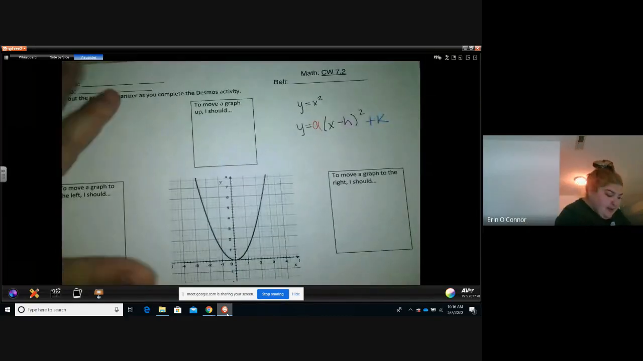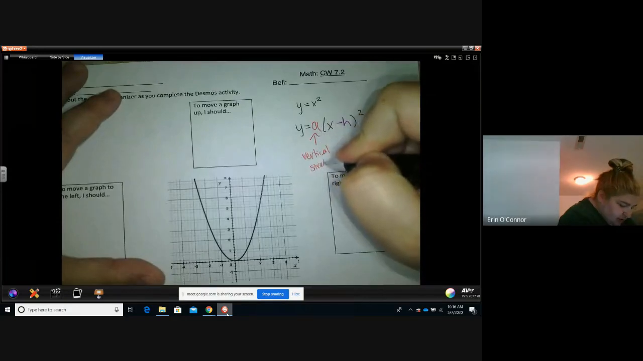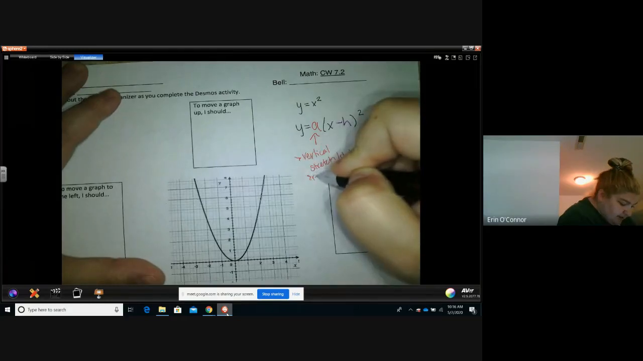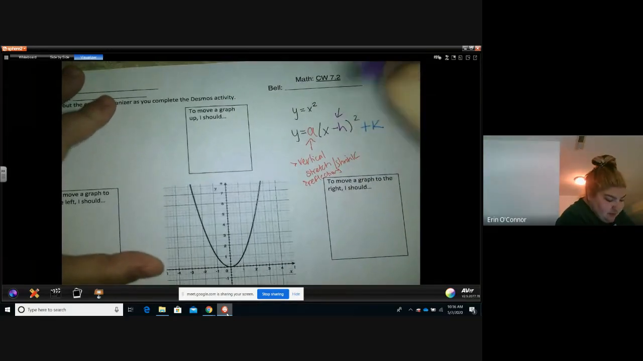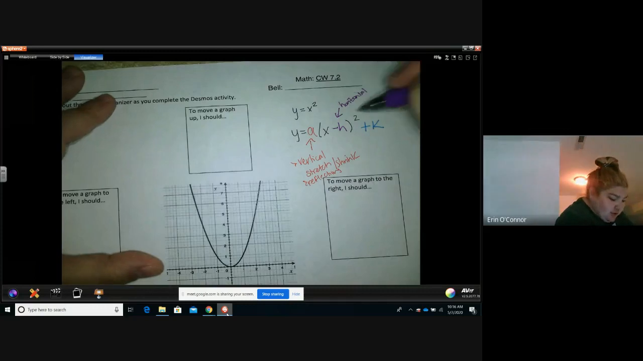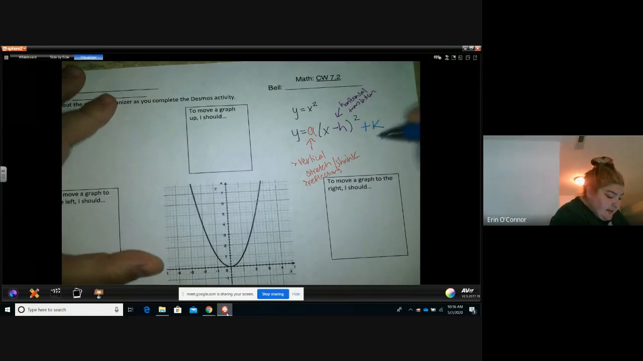Now, a is known as the vertical stretch or shrink, and it helps with reflections. The h is for your horizontal piece, going left or right. Think h, horizontal. And then the k, and I know you learned that in 8th grade math, k is your vertical translation. Sorry, h is moving left or right. K is moving up or down.